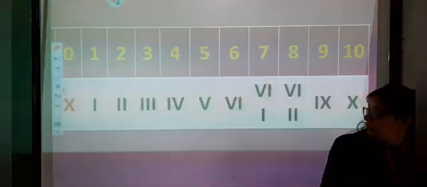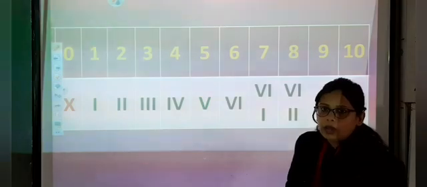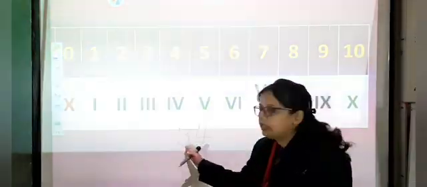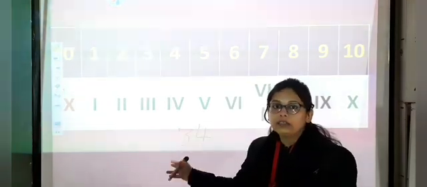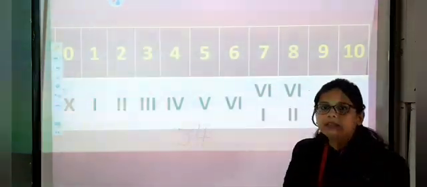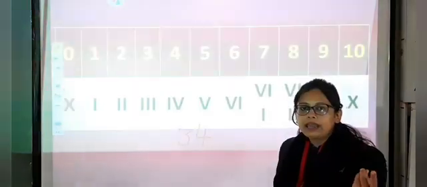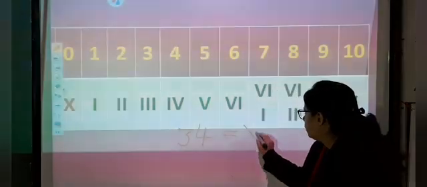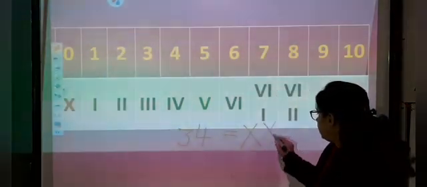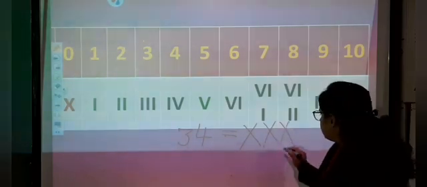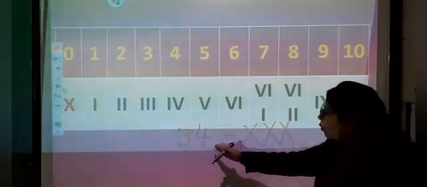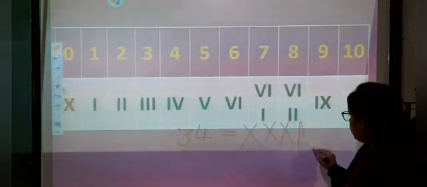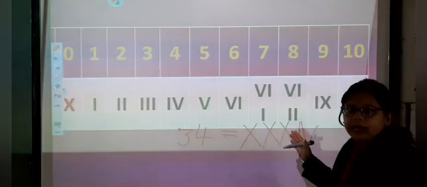Now another example, 34. How can we write 34? For 34, again 3 is on the tens place, so it is not 3, it is 3 tens. So 30 means 10 plus 10 plus 10, and 10 is X, so we write X 3 times, that is 30, and for 4 we have I and V, so write I and V. This is called 34.